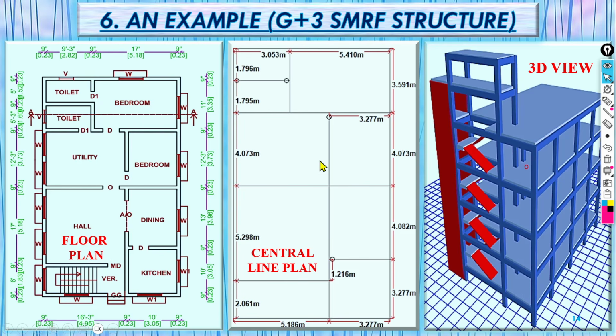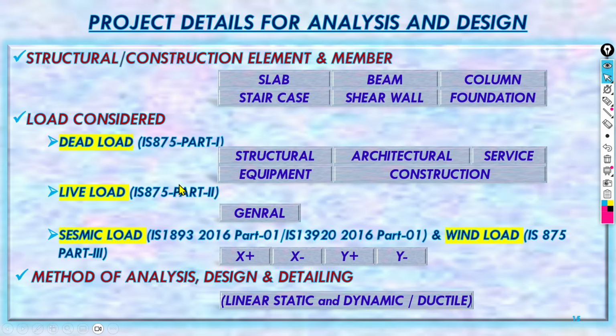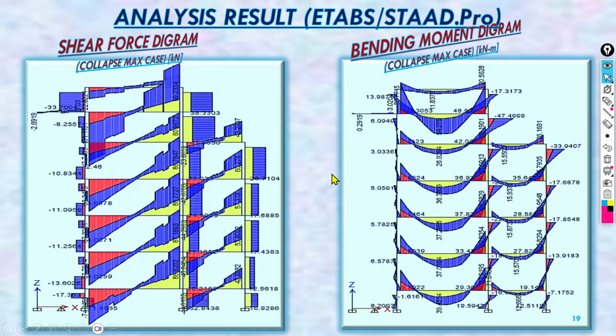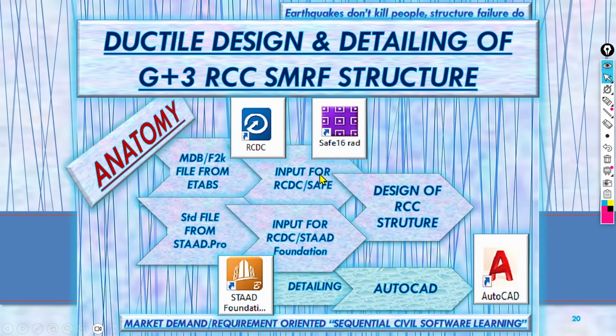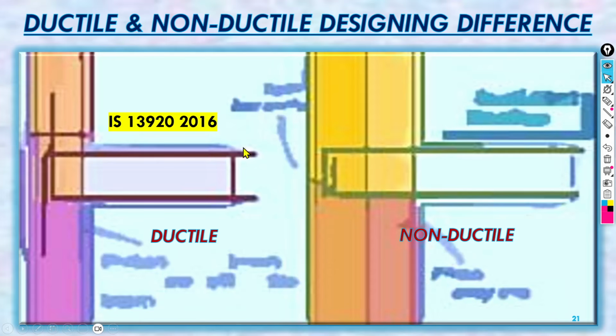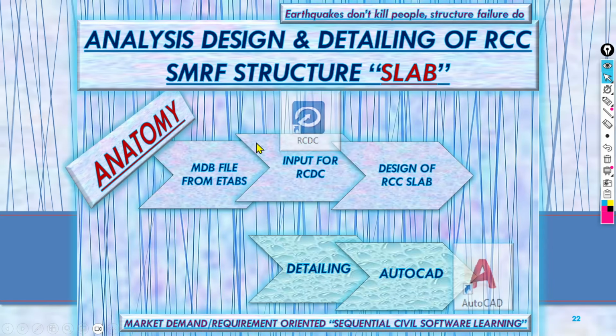Now this is the central line plan, and then the 3D model, G plus 3 and G plus 4. The floor plan is there, and the load, whatever the load we are taking here, which software we can use. Then these are the analysis report. Then RCDC input. This is the meaning of ductile detailing. Here the anchorage length is very less, so it is not ductile. This is ductile as per IS 13920.